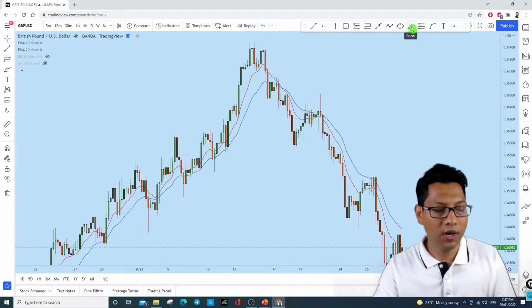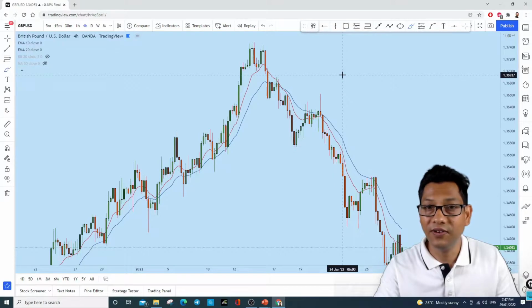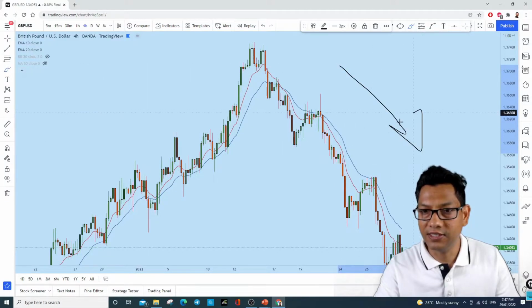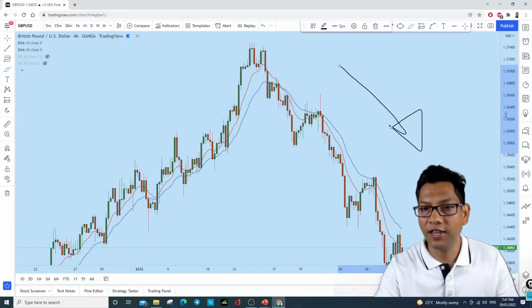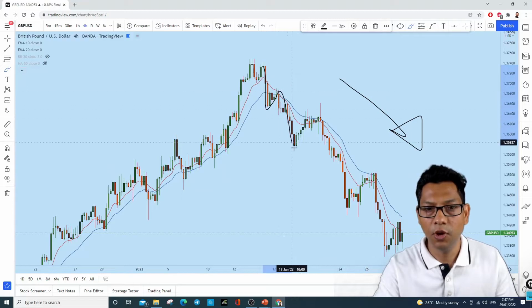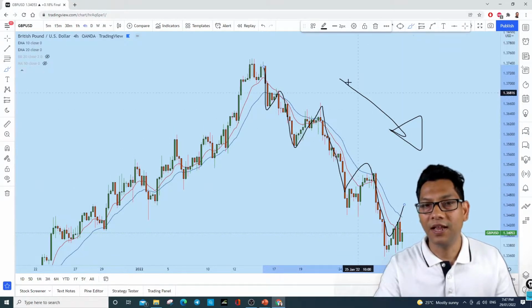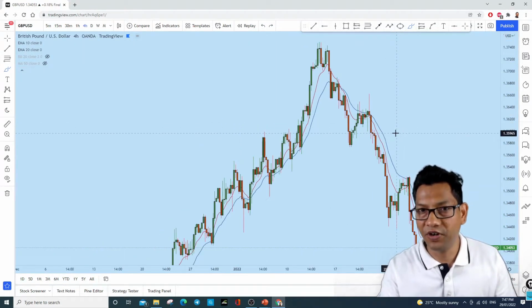First of all, what is the trend? The first criteria is the trend. So this is the first criteria, and the trend is clearly defined to the downside, creating a series of lower highs and lower lows. So this is a clearly defined downtrend. Okay, and this is the first one.